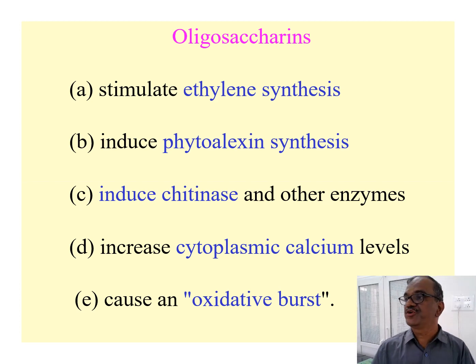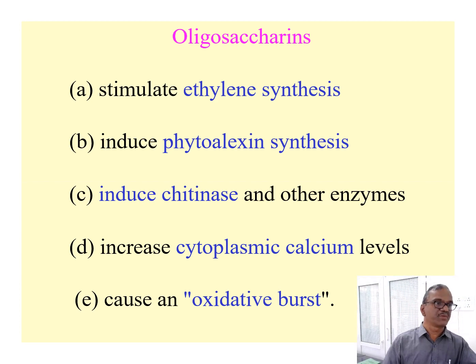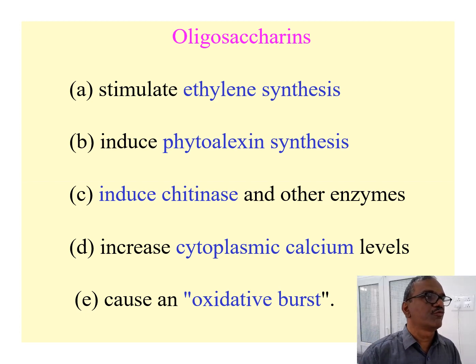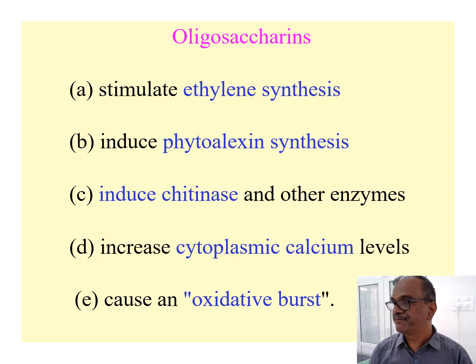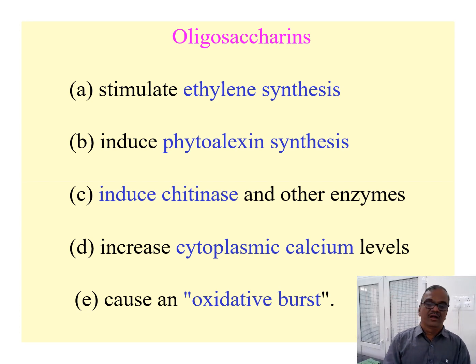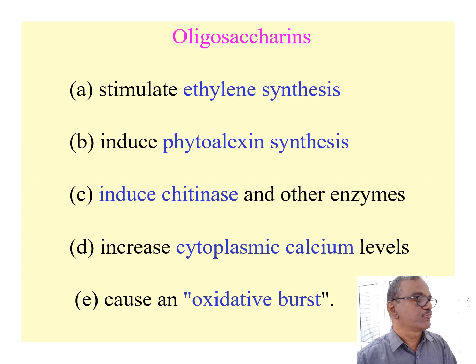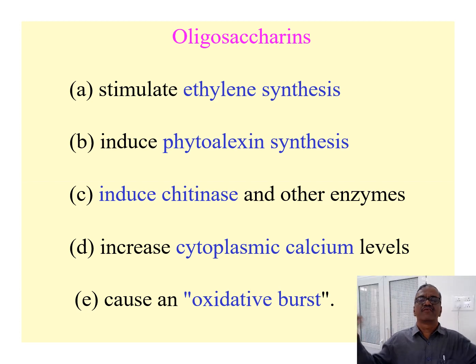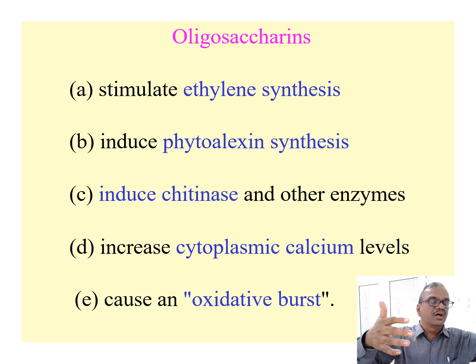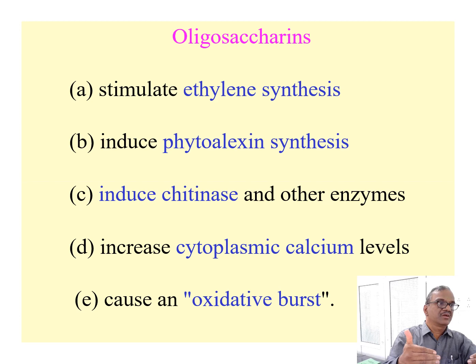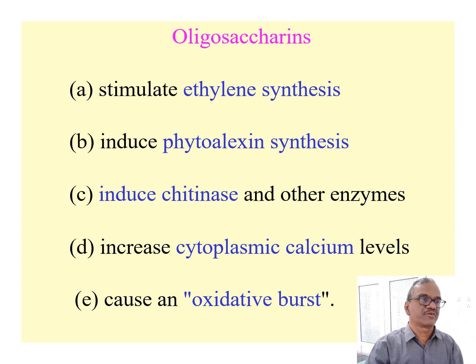Then it induces phytoalexin. If any pathogen, that is bacteria or fungi, comes, during the interaction there should be an opposite reaction to protect themselves. So for that it induces phytoalexin synthesis, and also induces chitinase and other enzymes. It also increases the cytoplasmic calcium level. These are all stimulated when the pathogen interacts with a plant, by the oligosaccharides present in the cell wall.